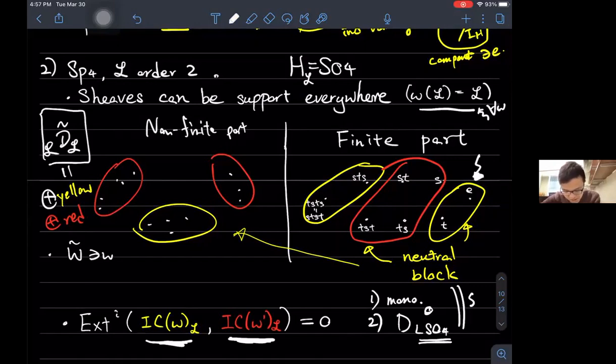So I didn't claim anything about the red block, but only the yellow block in my main statement. Any questions?